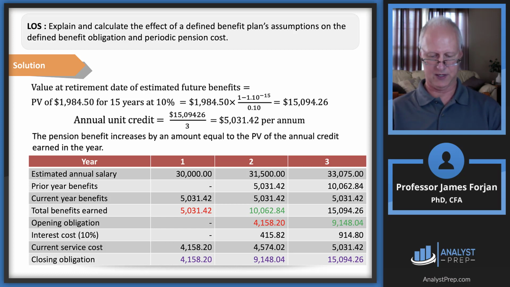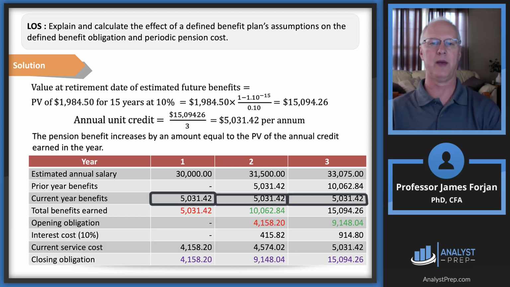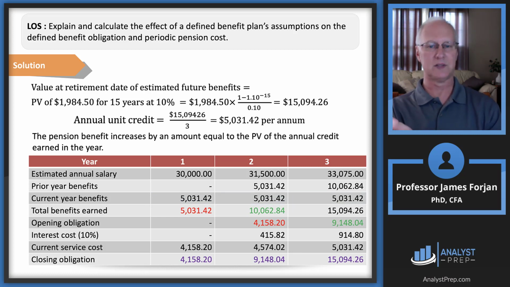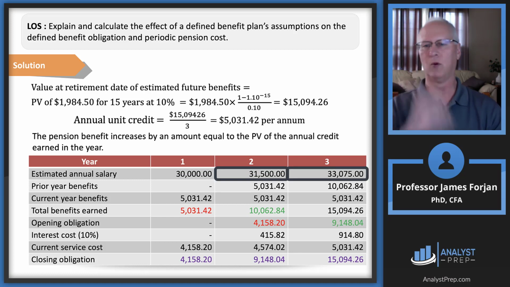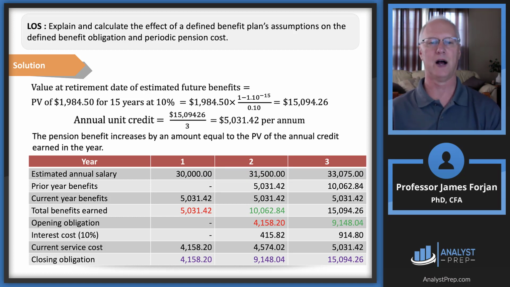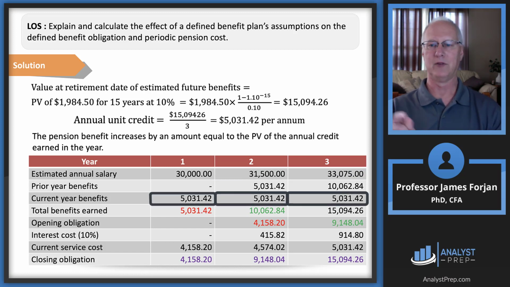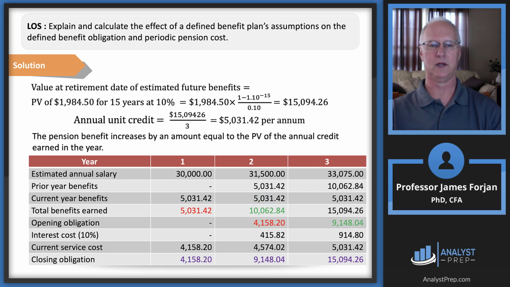And then just hit 3 divide, right? So you get the 5031. So what are we doing with that 5031? That is going to be our current year benefits, right? So let's go down and fill out the table. So estimated salary, there's the 30, right? Then 5% more is 31,500. 5% more, there's the 33,075. So current year benefits, we just computed that. There's the 5031.